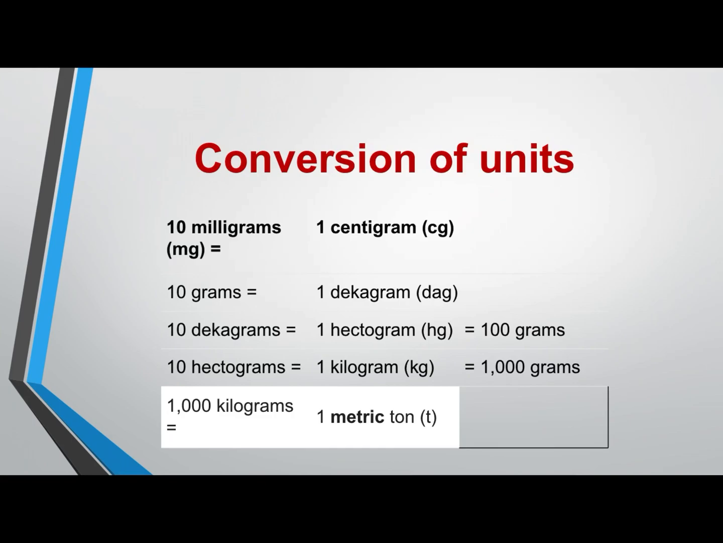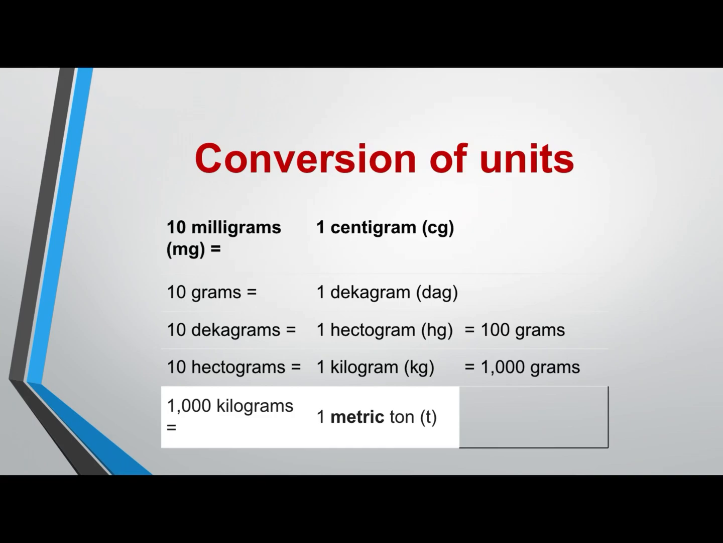Now here is another conversion of units. 10 milligrams is equal to 1 centigram. 10 grams is equal to 1 decagram. 10 decagrams is equal to 1 hectogram, equal to 100 grams. 10 hectograms is equal to 1 kilogram, or it is equal to 1000 grams. 1000 kilograms is equal to 1 metric ton.